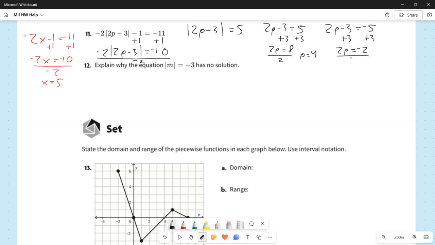Divide by 2. And I end up getting p equals negative 2 divided by 2, which is negative 1. So my two answers here for number 11 are that p equals negative 1 or 4. I forget if it's "or" or "and", but my two solutions are negative 1 and 4.